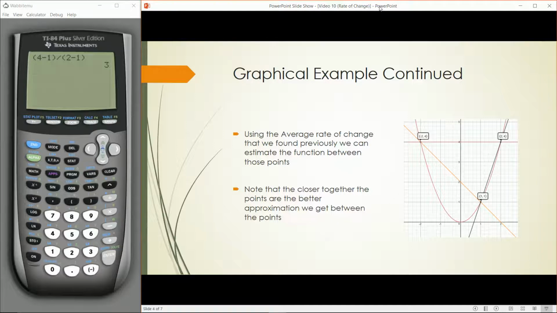So note that the closer together the points are, the better approximation we get between the points. Between negative 2 and 2, you can't really approximate our function using that linear one. That doesn't work that well. Between negative 2 and 1, it's a little bit better. It's about the same as this part here, a little. But between 1 and 2, we can see that between those 2 points, this is a fairly good estimation. And it's a lot easier to estimate using a linear function than a quadratic one.